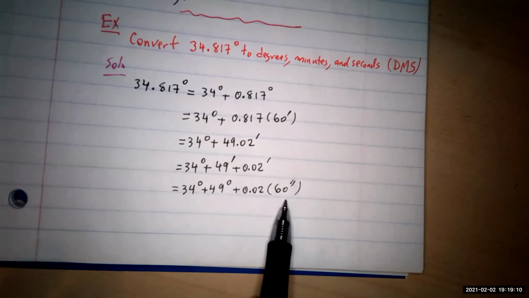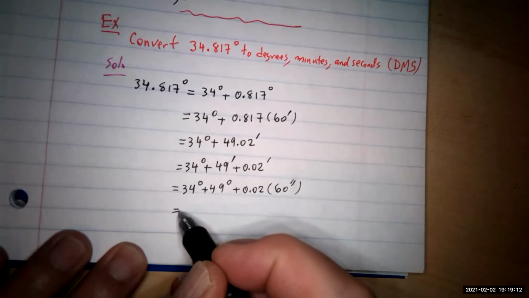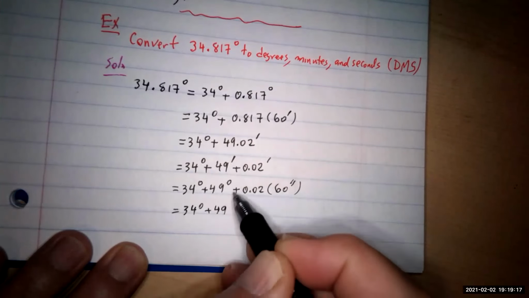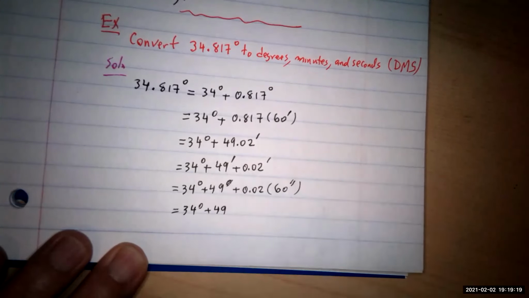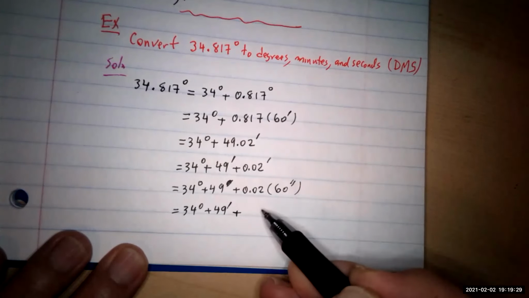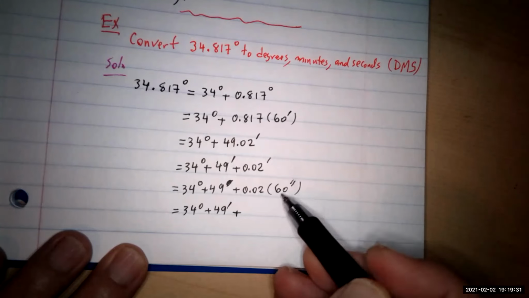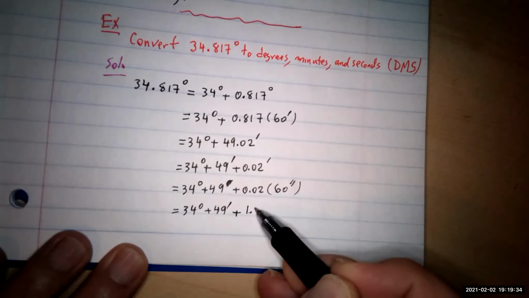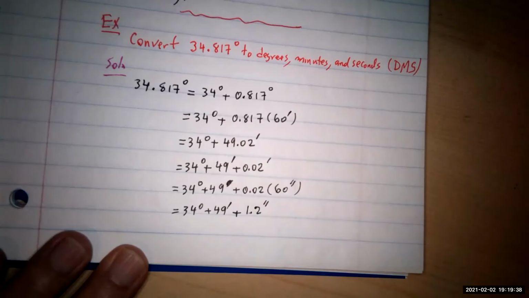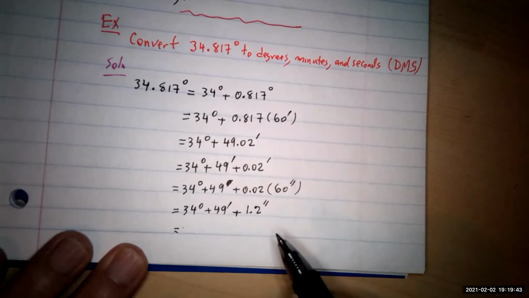Now multiply this one. 2 times 6 would be 12. So that gives you 34 degrees so far. This would be 49, sorry, that is minutes. Degrees, minutes, seconds. Now when you multiply it, the leftover is going to be what? We get 1.2. So that's going to be 1.2 what? 1.2 seconds. And there is a leftover here again.